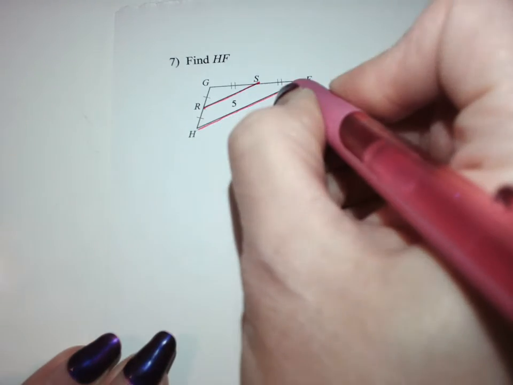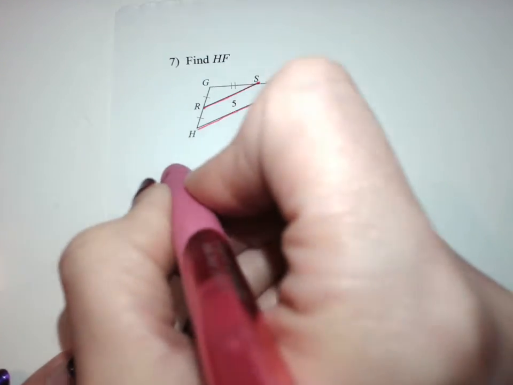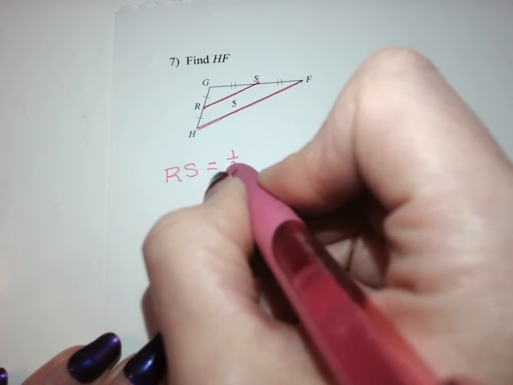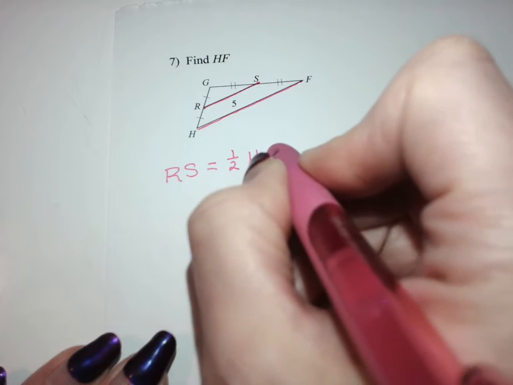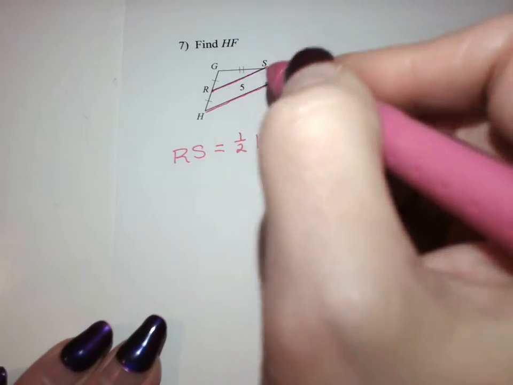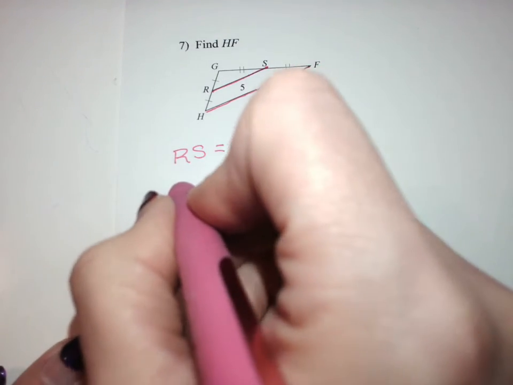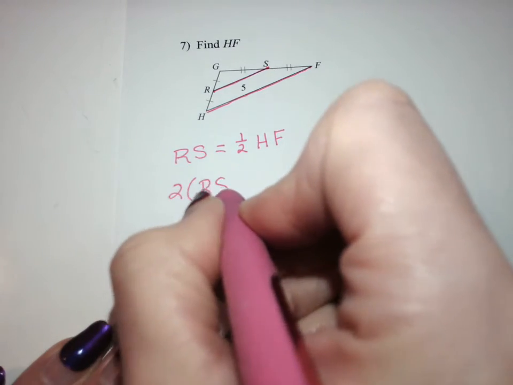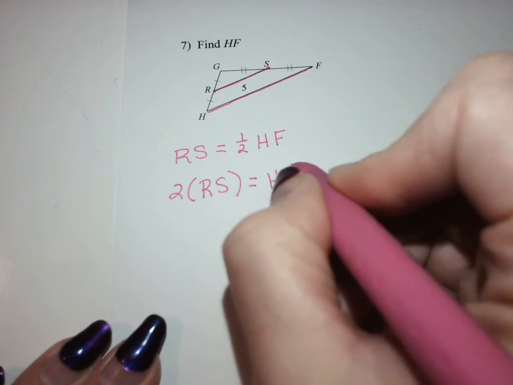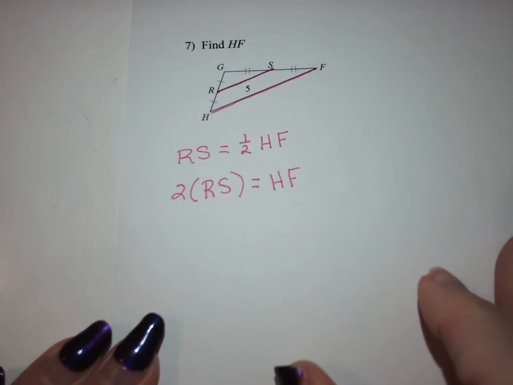So we can either write it saying that RS is equal to 1/2 HF. Now, that's actually okay, but it's actually easier to use where we take the smaller and do twice of RS is equal to HF, the bigger, because that way we don't have to always rely on dividing.